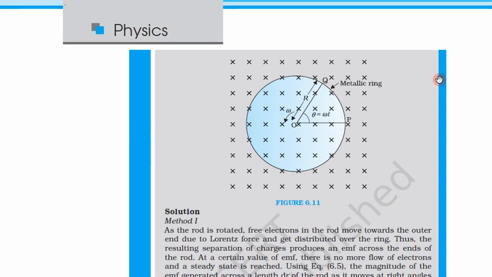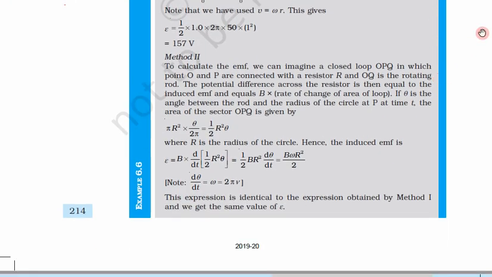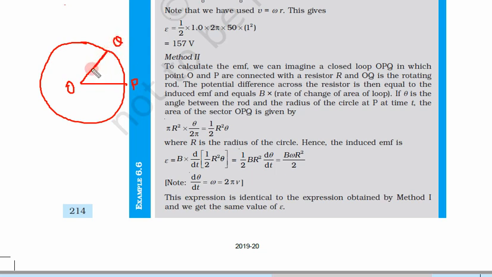Now let us solve. We can imagine a closed loop OPQ. So this was our circle, this was O, this is point P where the rod was, and now it has come to this point Q. So this becomes a closed loop, in which points O and P are connected with a resistor. We can assume that this is a resistor with resistance R, and POQ is the rotating rod.